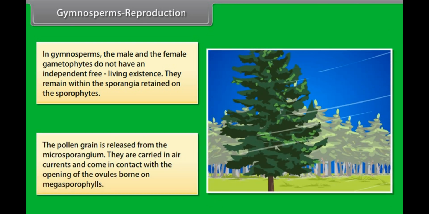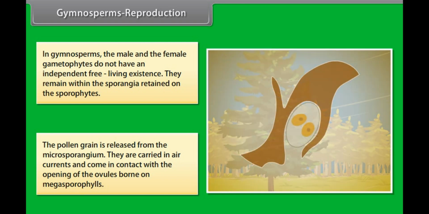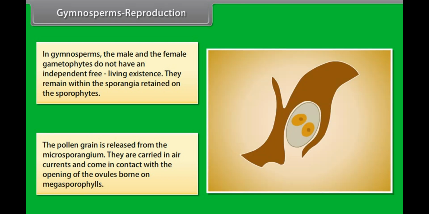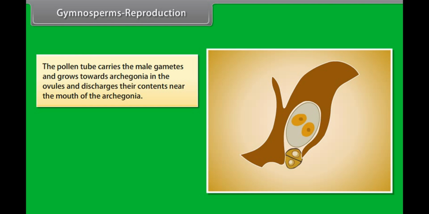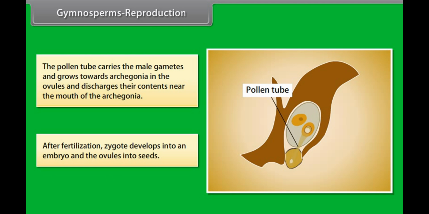The pollen grain is released from the microsporangium. They are carried in air currents and come in contact with the opening of the ovules borne on megasporophylls. The pollen tube carries the male gametes and grows towards the archegonia in the ovules and discharges their contents near the mouth of the archegonia. After fertilization, the zygote develops into an embryo and the ovules into seeds.